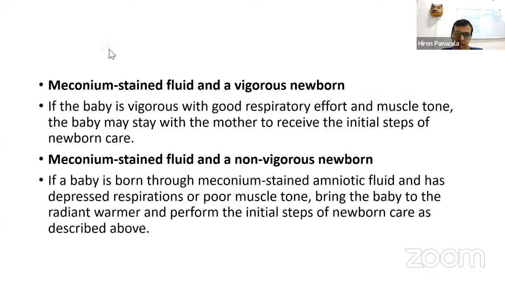Routine intubations and under-cord suctioning, again, are not recommended anymore. If a baby is born through meconium stained amniotic fluid and has depressed respiration or poor muscle tone, we should aim to bring the baby to the radiant warmer and perform initial steps as any other baby.